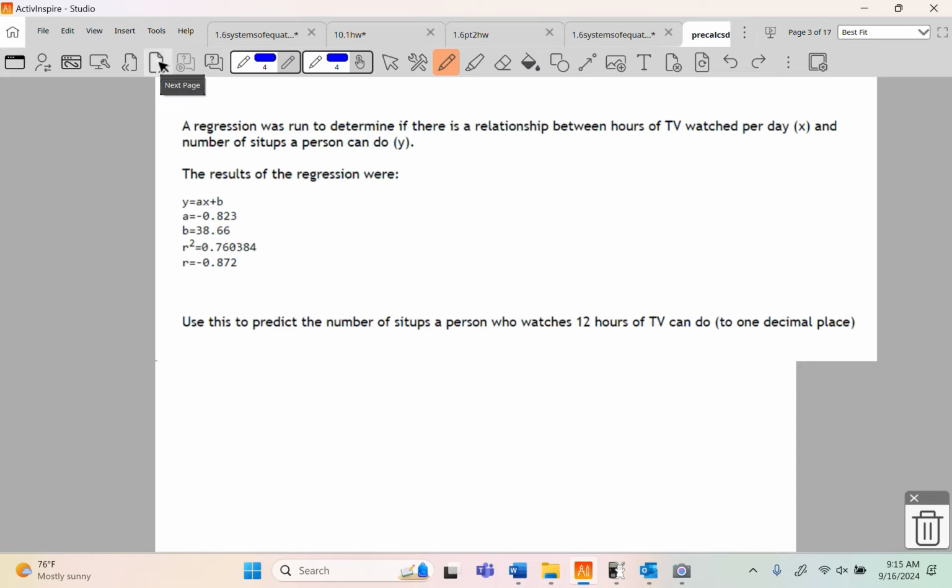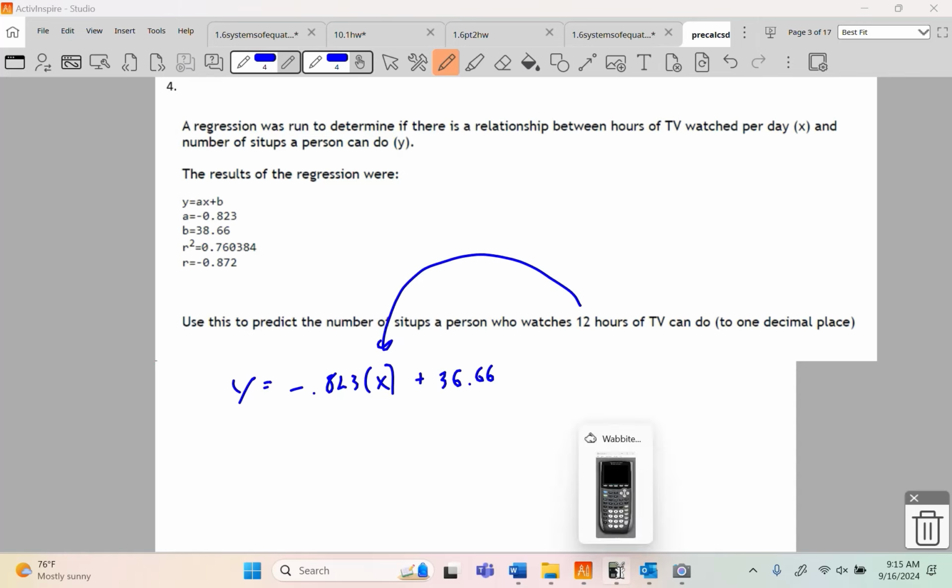4 is pretty easy. Take a number and plug it into an equation. You know, they give you an equation. If you can interpret it, it's y equals negative 0.823x plus 38.66. You don't even have to know anything about r squared. And all we're supposed to do is plug a 12 in. So let's plug a 12 in.